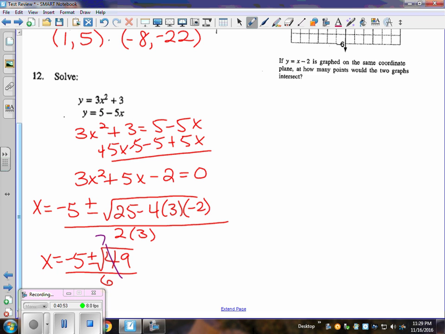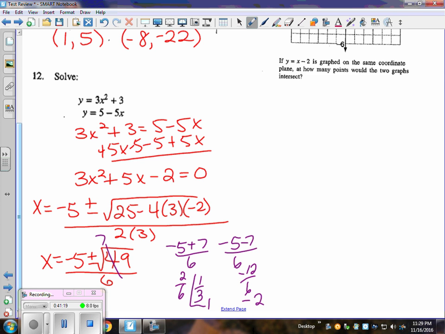So now 49 is perfect. It's going to come out as a 7. You got two problems here. You got negative 5 plus 7 over 6 and negative 5 minus 7 over 6. So here we've got 2/6, which is a third. And over here, negative 12 over 6, so negative 2. So those are our x's.